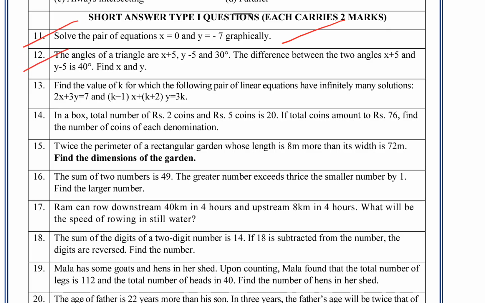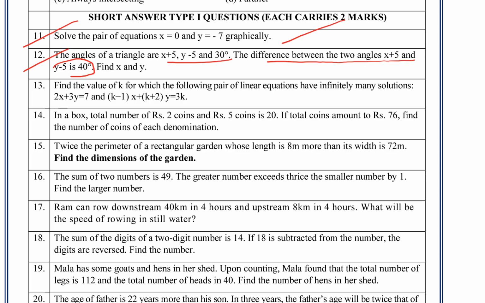The angles of a triangle are x plus 5, y minus 5 and the sum is 30. The difference between the two angles x plus 5 and y minus 5 is 40. Find x and y. Here x plus 5 and y minus 5 is 30 degrees, and the difference between two angles, difference means that should be minus. x plus 5 minus y minus 5 is 40. You can write it like this, and you can solve this one.